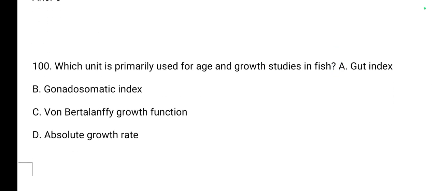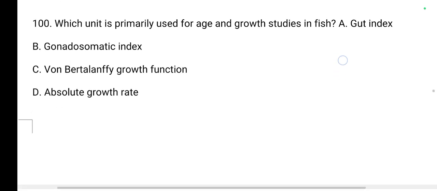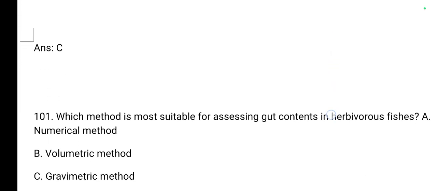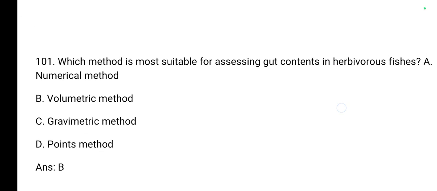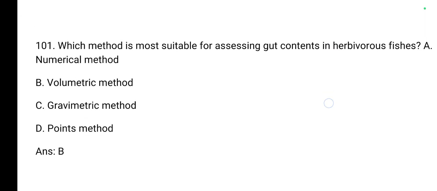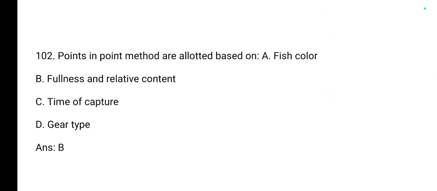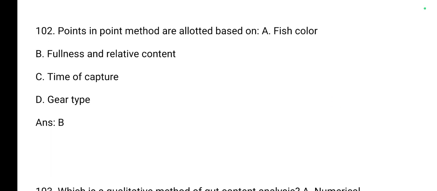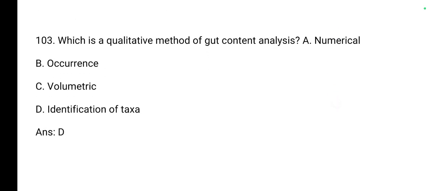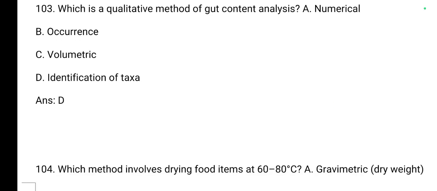Which unit is primarily used for age and growth studies in fishes? So the answer will be von Bertalanffy growth function. Which method is most suitable for assessing gut content in herbivorous fishes? So it is volumetric method. Point in point methods are allotted based on, so it is allotted based on fullness and relative content. Which is a qualitative method of gut content analysis? So it is identification of taxa.